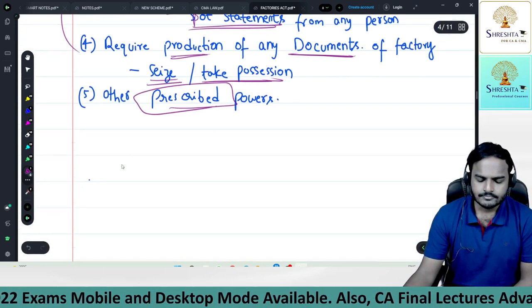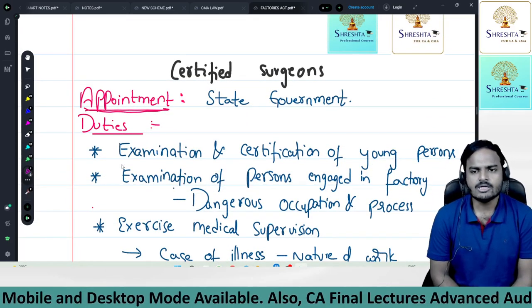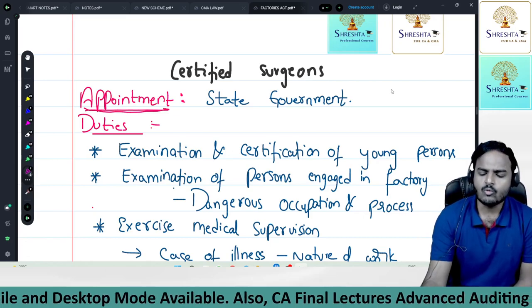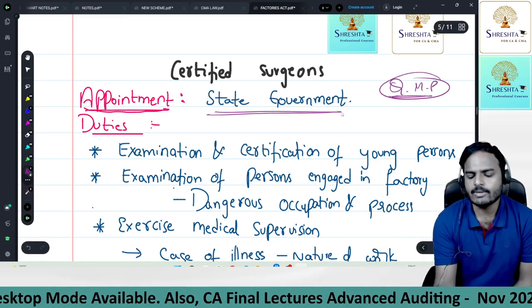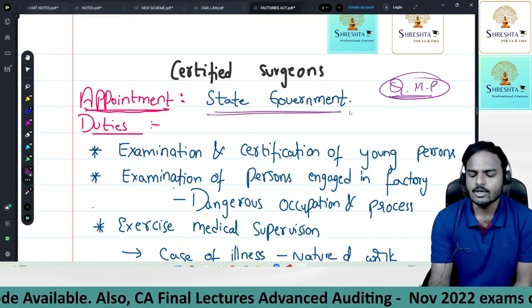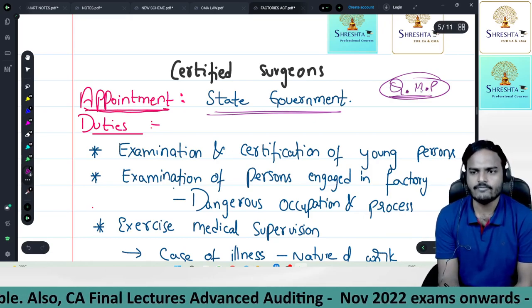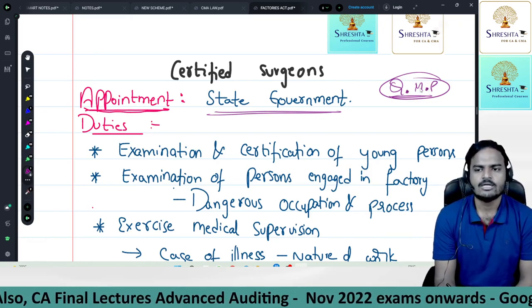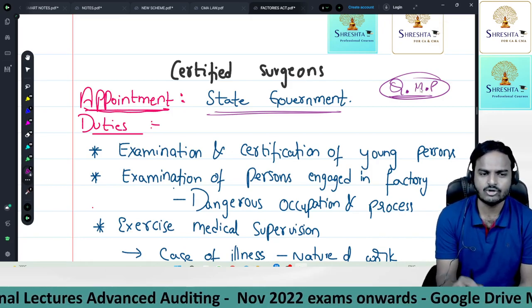Next one, certified surgeons. Sir, who are the certified surgeons, sir? Qualified medical practitioners. The State government has the power to appoint certified surgeons, but who will act as certified surgeons? Only qualified medical practitioners. Qualified medical practitioners shall be appointed as certified surgeons by whom, sir? State government. From an MCQ point of view, this is important.